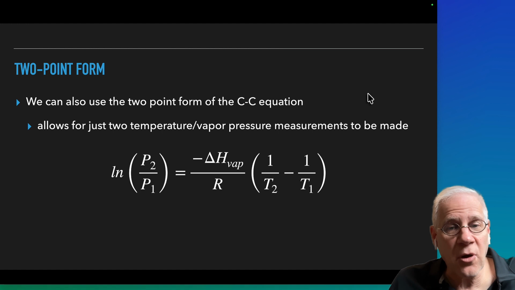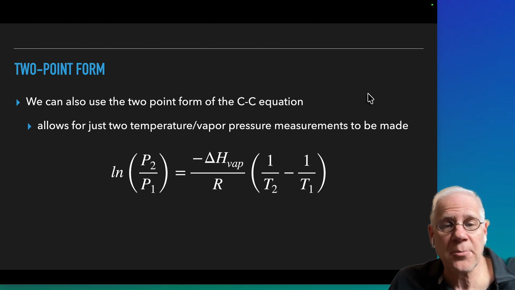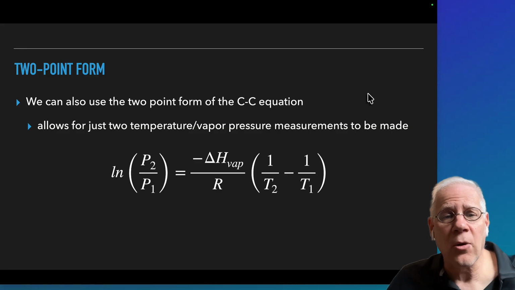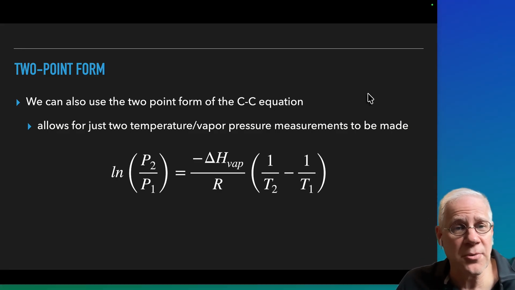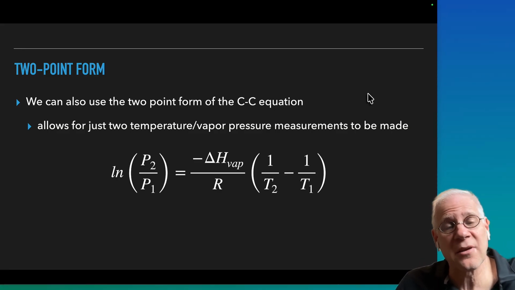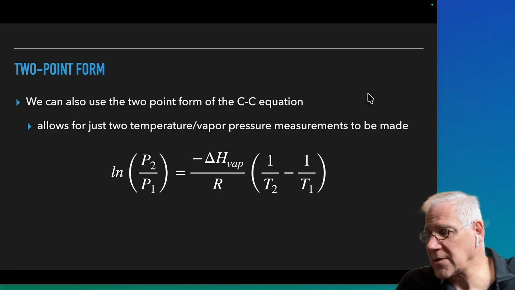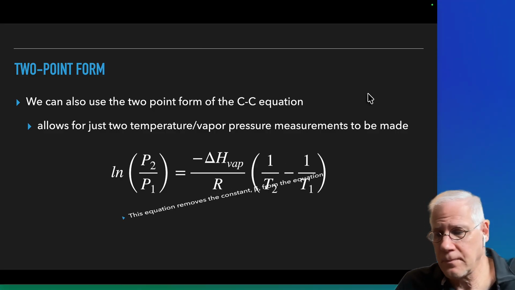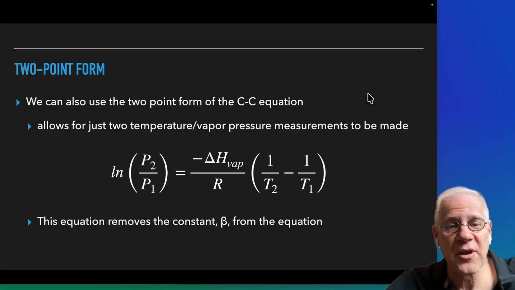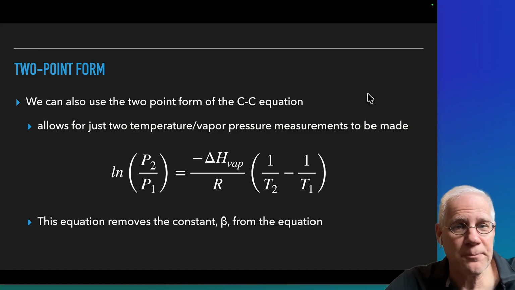And when we solve that, if we know the vapor pressures, we know the temperatures, and we know R because it's a constant, we can solve for our vapor pressure directly rather than having to make several measurements and make a plot. So this also removes that constant beta from the equation. We don't have to worry about it anymore.